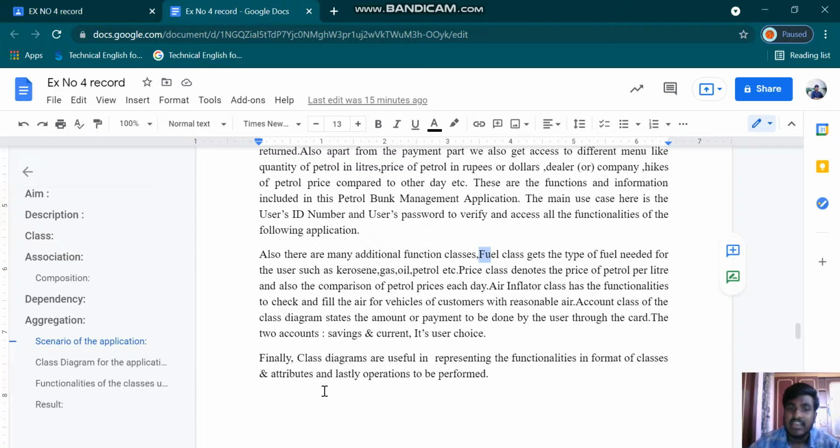Finally, class diagrams in simple words. In conclusion, class diagrams are useful in representing functionality in the format of classes and attributes.